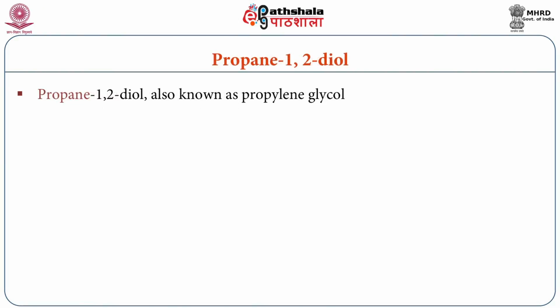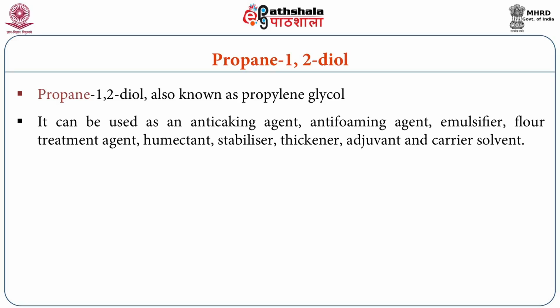The next is propane-1,2-diol. Propane-1,2-diol is also known as propylene glycol and it is very useful as an anti-caking agent, anti-foaming agent, emulsifier, flow treatment agent, humectant, stabilizer, thickener, carrier solvent, etc.